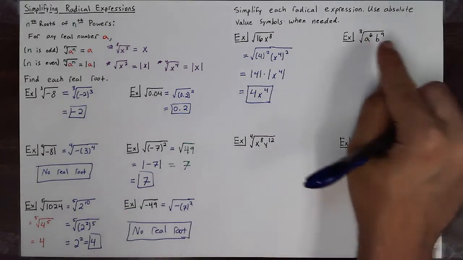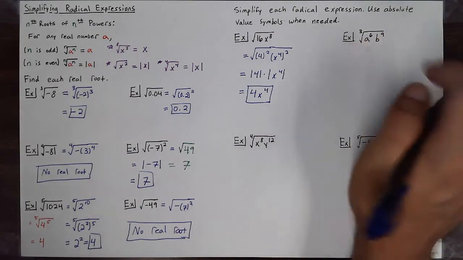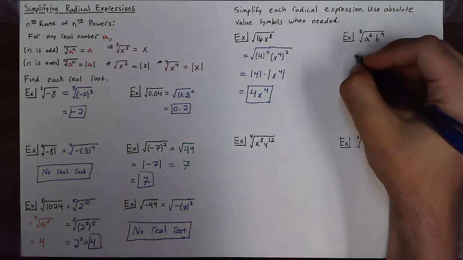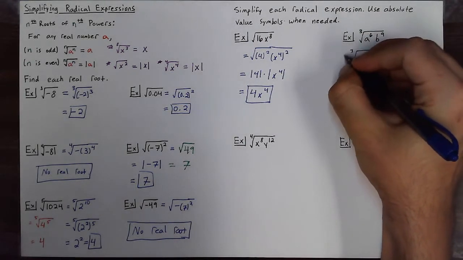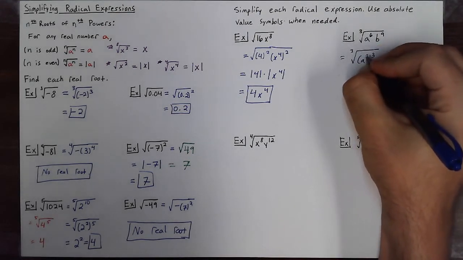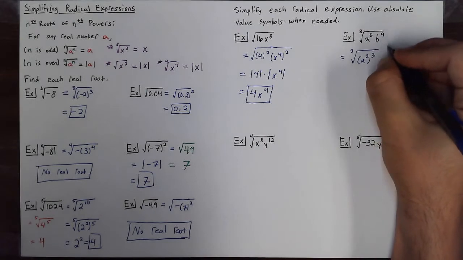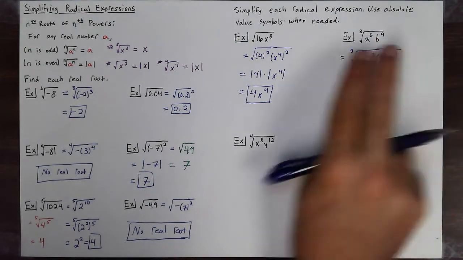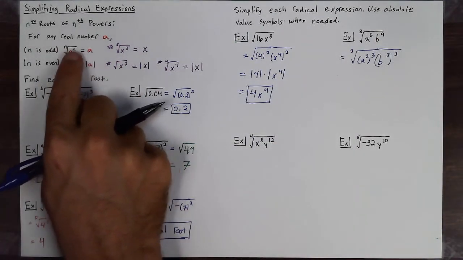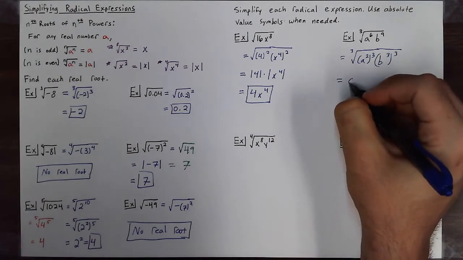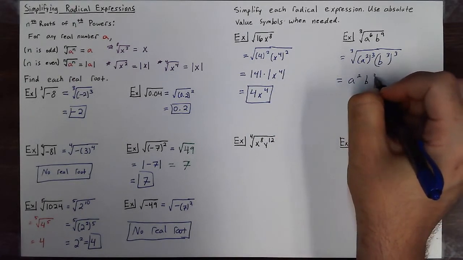Now over here we have a cubed root, which I can think of a to the 6th as a squared to the 3rd, just to match the index. 2 times 3 is 6. And b to the 9th I can think of as b cubed to the 3rd. That would give me 9. And now you're matching that index, so they can start to cancel out. And with it being odd, there won't be any absolute value bars. So my answer just becomes a squared b cubed.